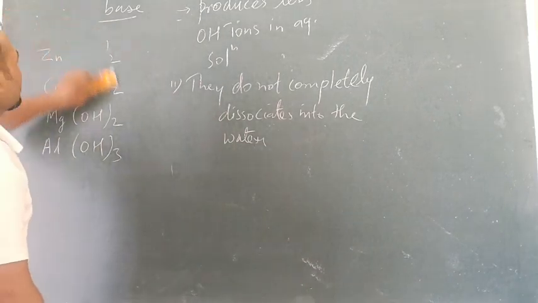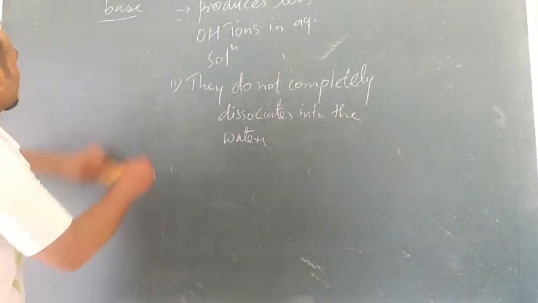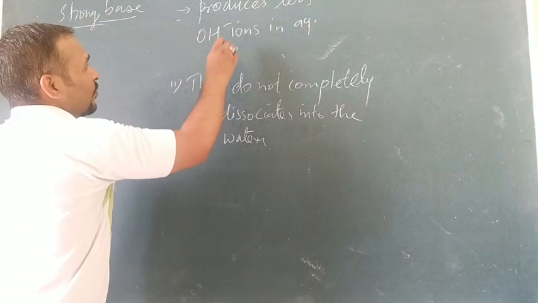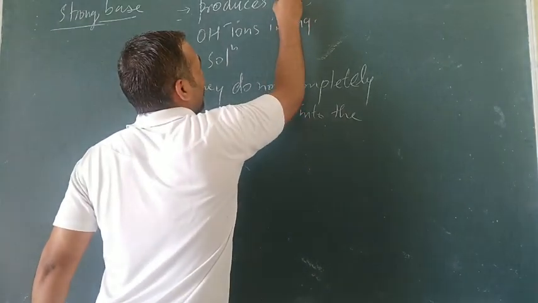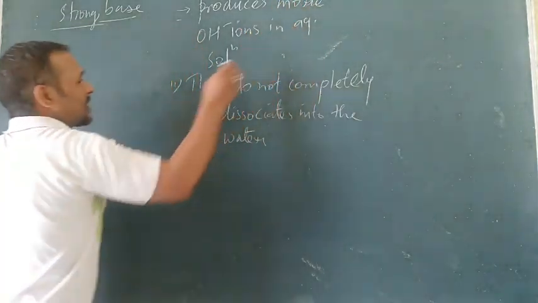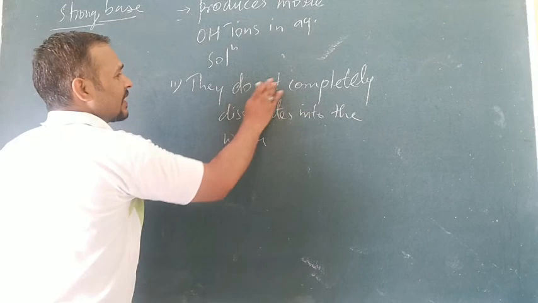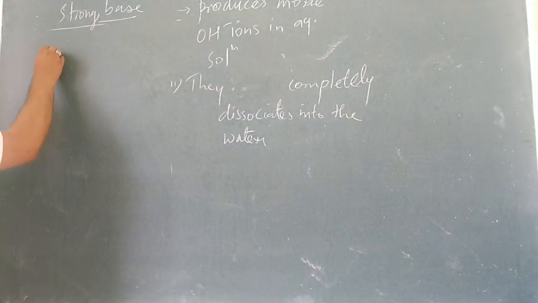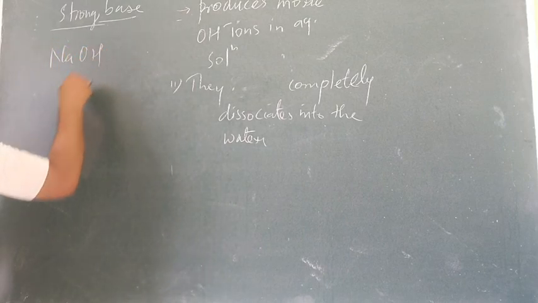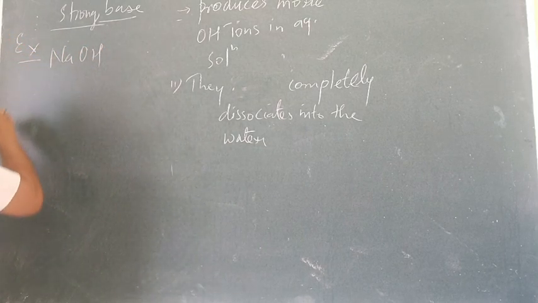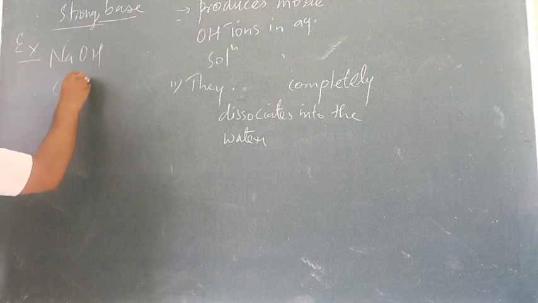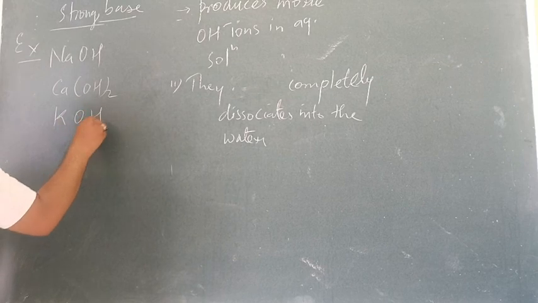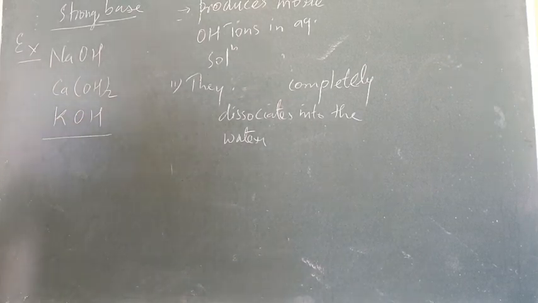Now, what are strong bases? Strong bases produce more OH minus ions in aqueous solution. They completely dissociate into the water. For example, you see sodium hydroxide. These are the examples: sodium hydroxide, calcium hydroxide, potassium hydroxide. They are the strong bases.